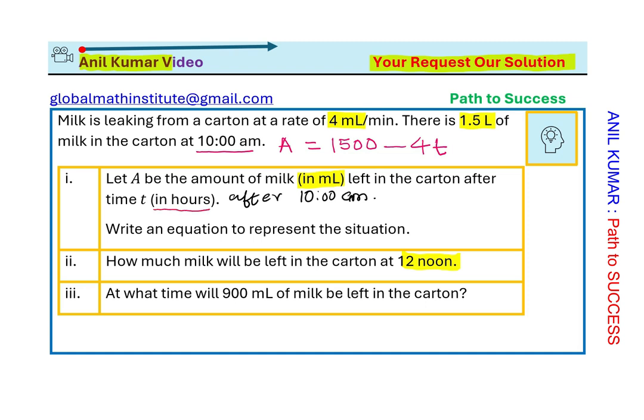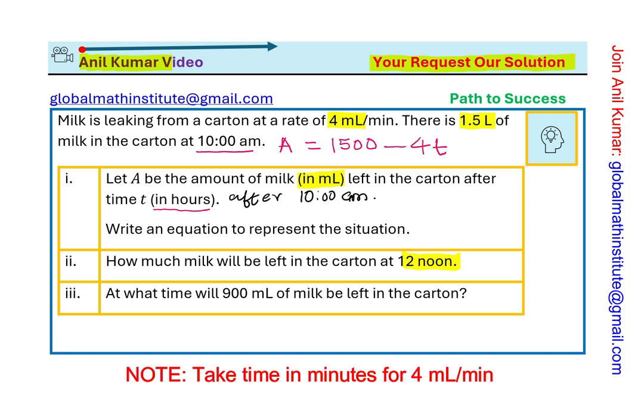So that's a kind of variation. Well, some of you can actually take time in minutes, so you could do that also. So if you take time in hours, in that case, 4 milliliter per minute will be modified. So we'll change this time. Instead of hours, we will take time in minutes. Since the rate is in 4 milliliter per minute, so we'll work in minutes only. So I've changed the time from hours to minutes.